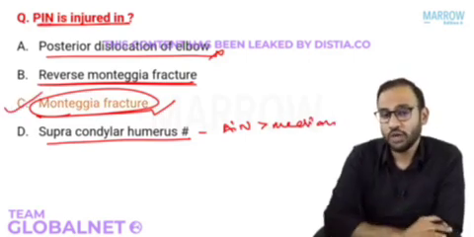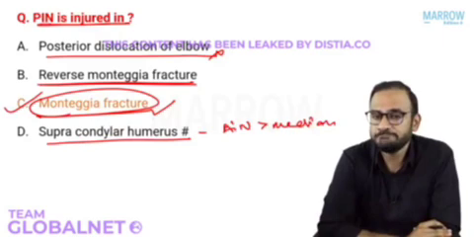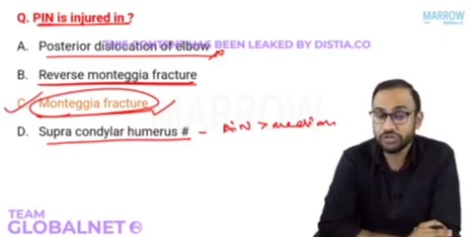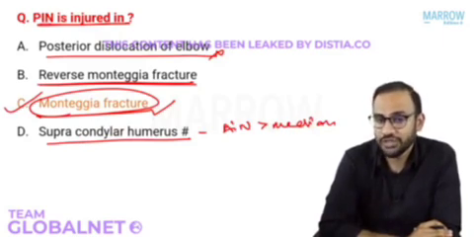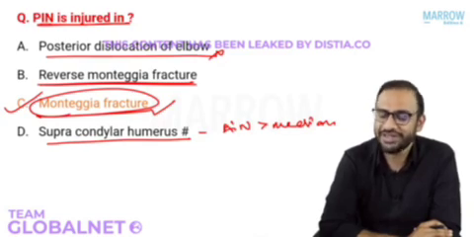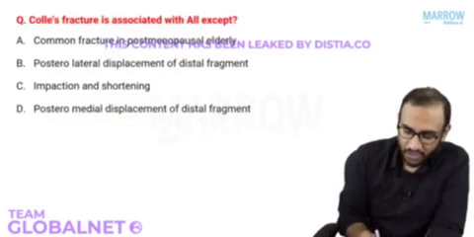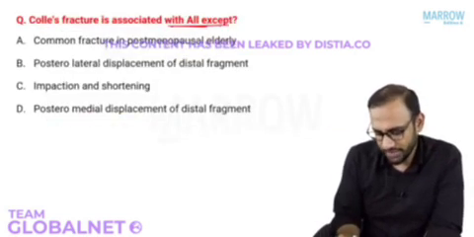Straightforward. Also, what is the most commonly injured nerve in shoulder dislocation? Axillary nerve. Most commonly injured nerve in shaft of humerus fracture, Holstein-Lewis fracture, radial nerve. Very good. Colles fracture is associated with all except.